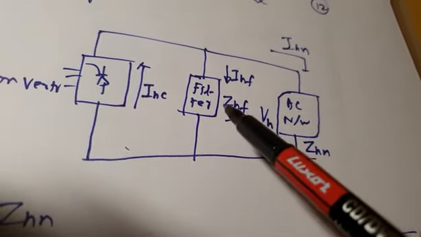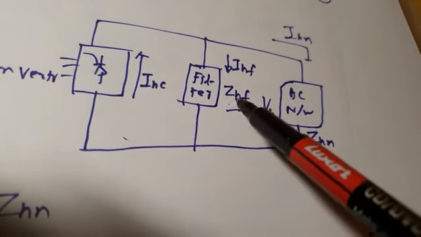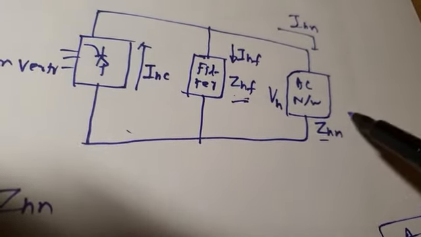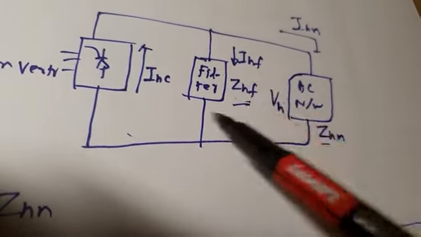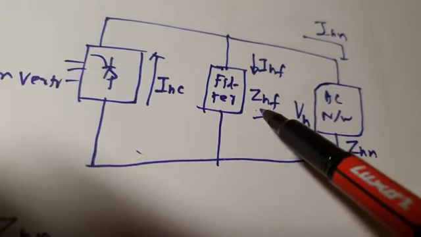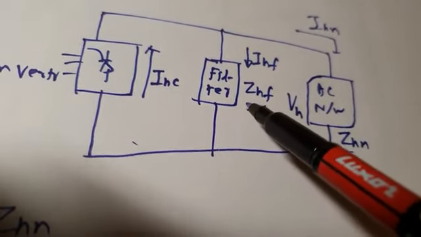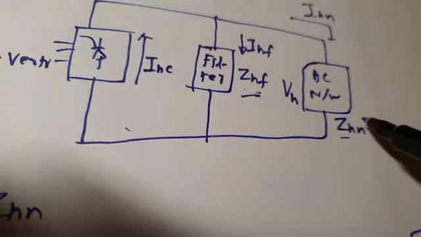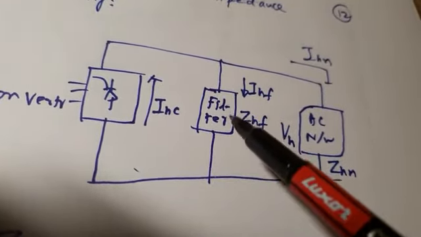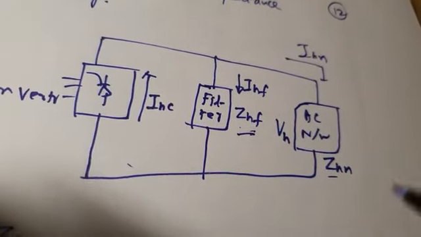So whenever you design the filter, you have to design it in such a way that the filter impedance is very, very small as compared to AC network impedance, because AC network impedance is not in our control, but filter impedance is. While designing the harmonic filter, we have to take care that ZHF, the harmonic filter impedance, is very, very small as compared to ZHN, the AC network impedance, so that more than 90% of the harmonics are trapped by the filter, and hardly any harmonics enter the AC network.